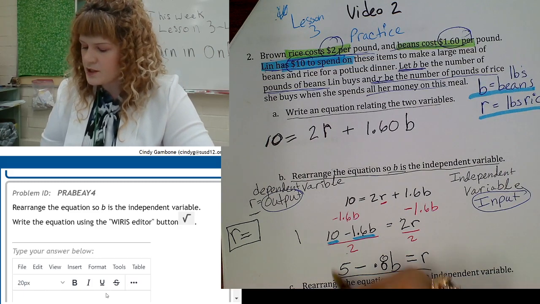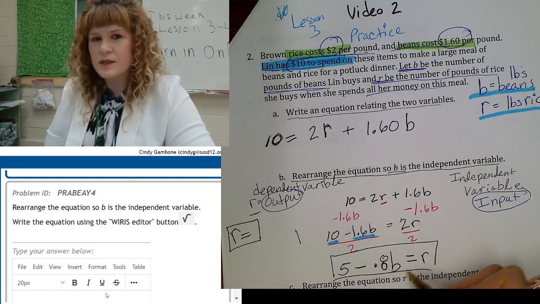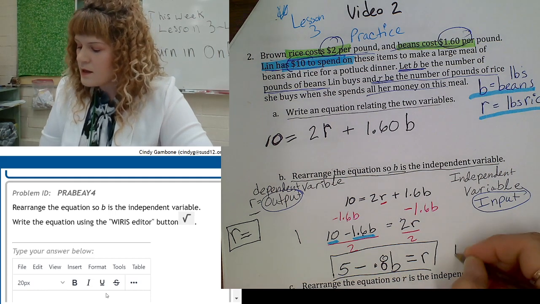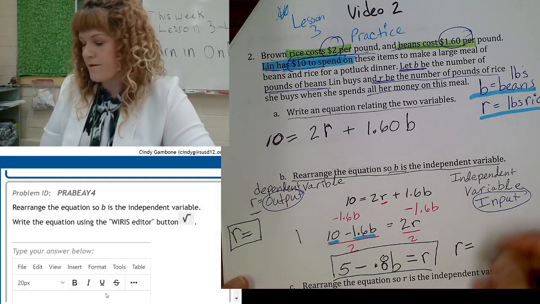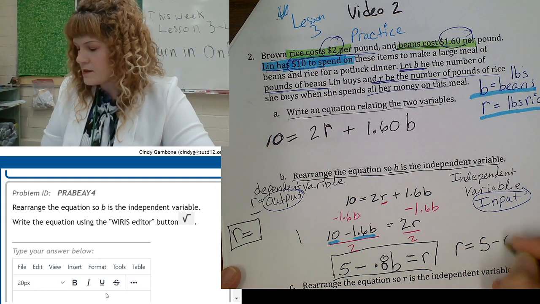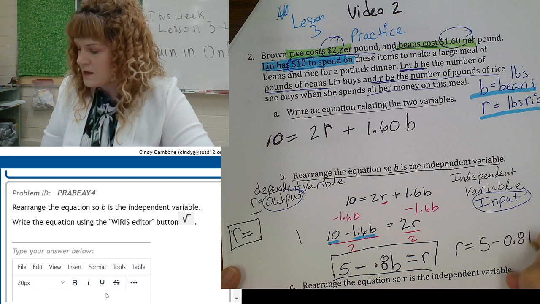Here is my equation, but it's written backwards because it says 5 minus 0.8b equals r. It's more comfortable to put the r first. R equals 5 minus 0.8b.